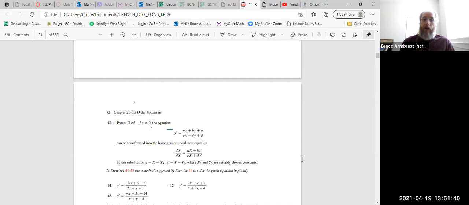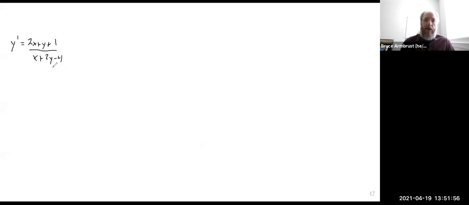So let's go back to our problem and check that with the AD. Actually, we can do it right here. A times D is 4, B times C is 1, 4 minus 1 is 3, not equal to 0. Okay, so we confirm that, so we know that we can use this.